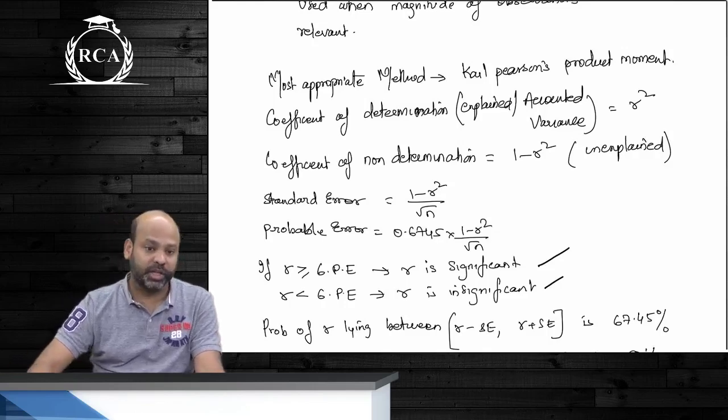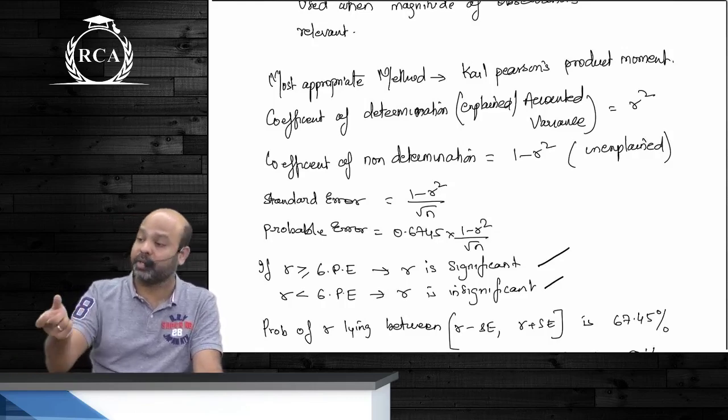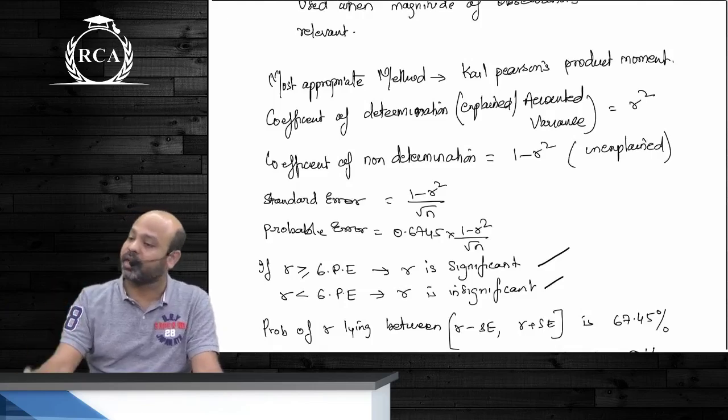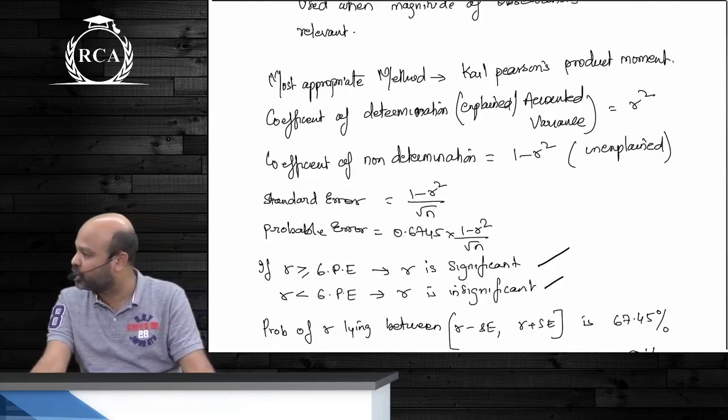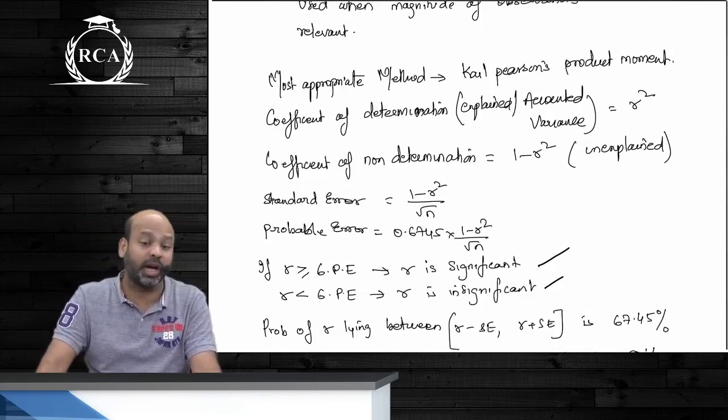Coefficient of determination, guys, measures the proportion of systematic risk in the overall risk. But you should remember it as explained variance and total variance. So explained variance divided by total variance will be coefficient of determination. To compute that coefficient of determination, you should square the R value.